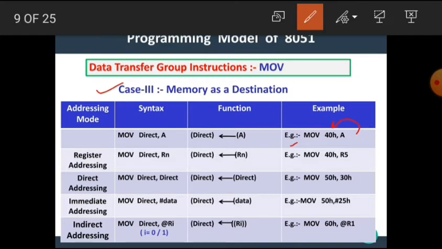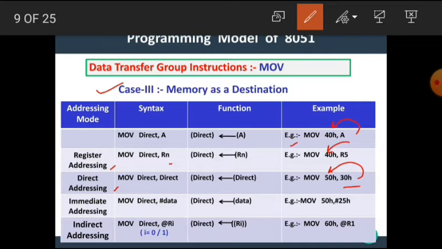The next instruction syntax is MOV direct, Rn. For example, MOV 40h, R5. The content of the R5 register is copied into the 40h memory location. The next instruction syntax is MOV direct, direct. For example, MOV 50h, 30h. That means whatever data is placed at the 30h memory location is copied into the 50h memory location.